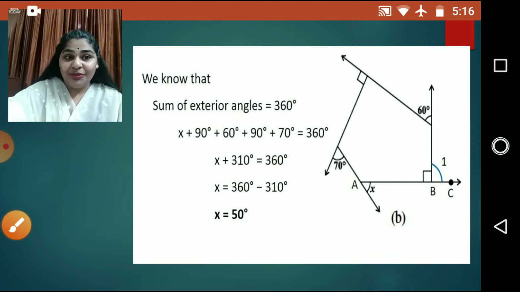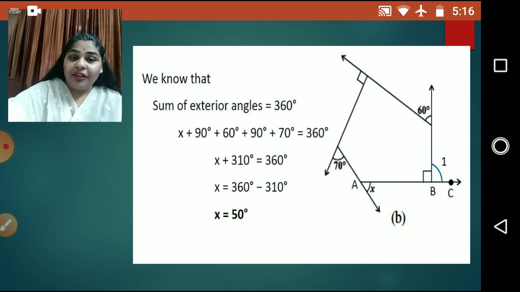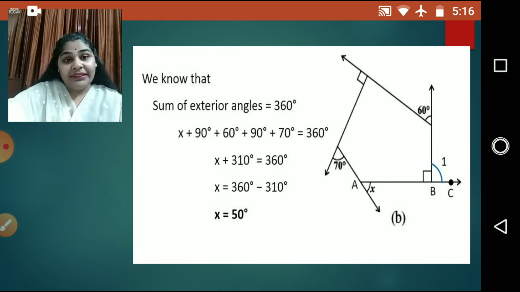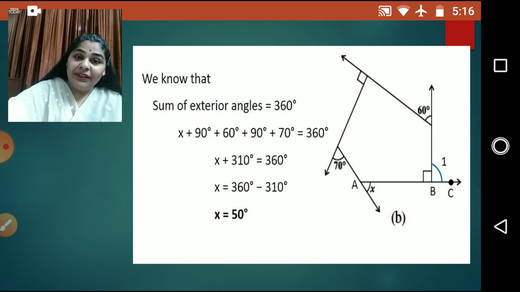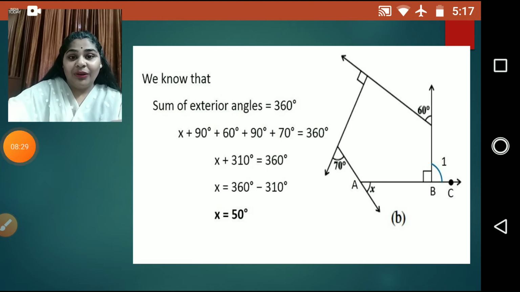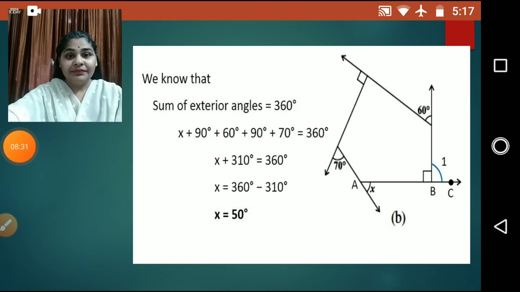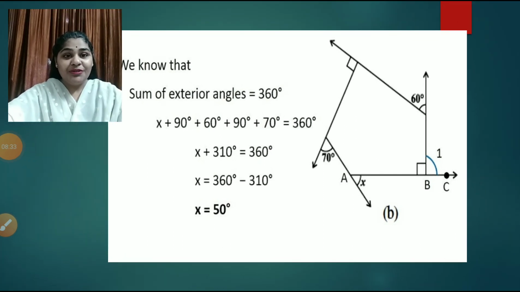I hope now you got that n number of sides, whatever polygon it may be children, the method to solve will be the same. Only if one angle is unknown, what you will do is add all other exterior angles and subtract the sum from 360. All right. So this is how you are going to solve. Yeah, let us go to the next one children.